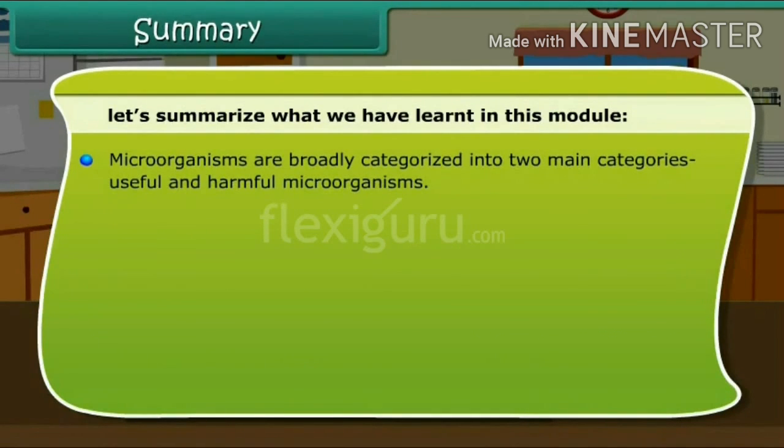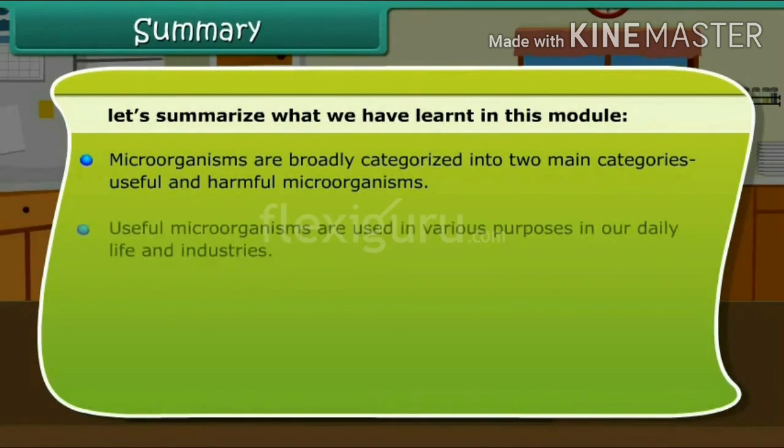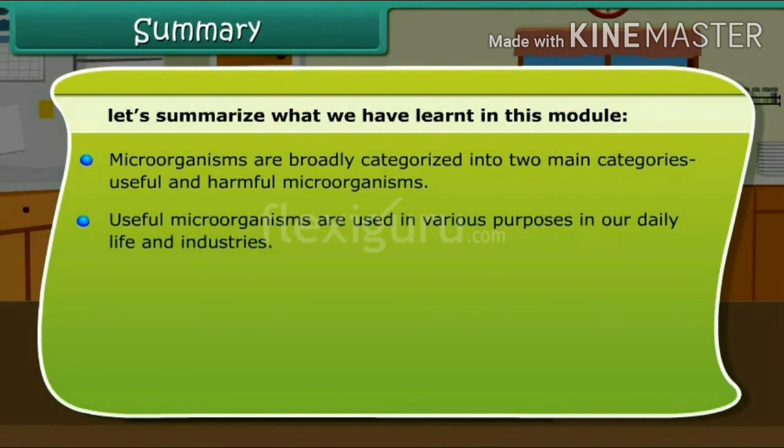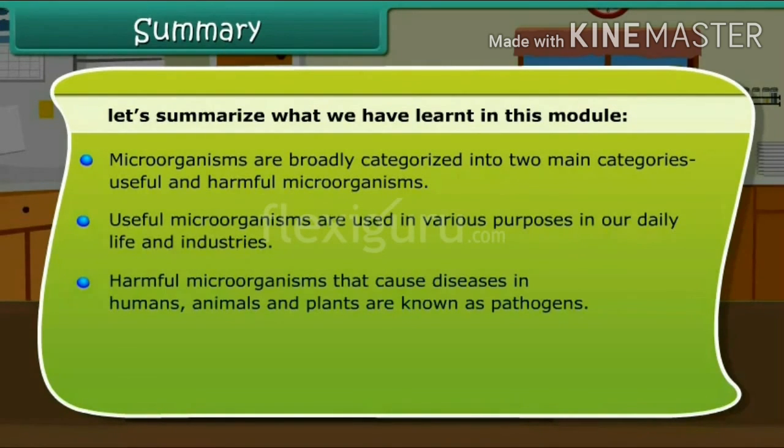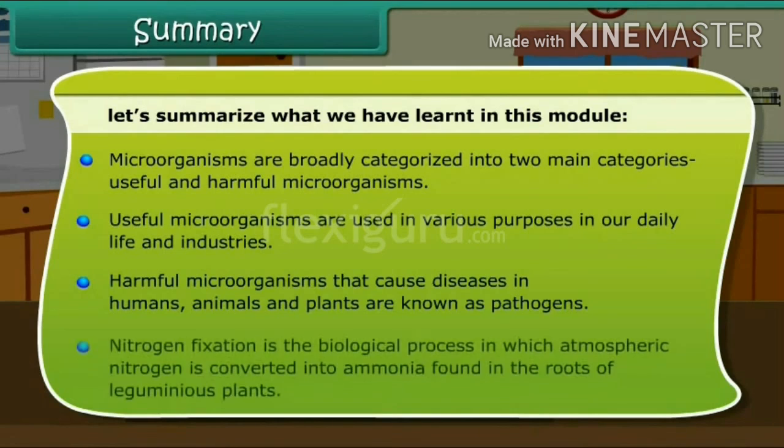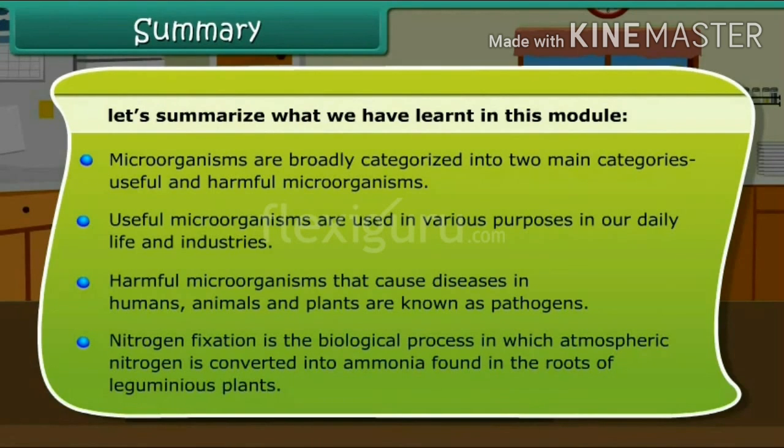Microorganisms are broadly categorized into two main categories: useful and harmful microorganisms. Useful microorganisms are used for various purposes in our daily life and industries. Harmful microorganisms that cause diseases in humans, animals and plants are known as pathogens. Nitrogen fixation is the biological process in which atmospheric nitrogen is converted into ammonia, found in the roots of leguminous plants.